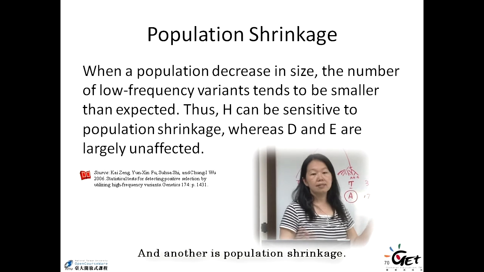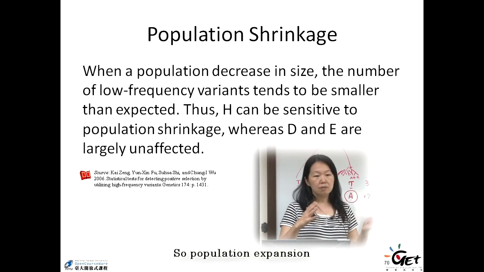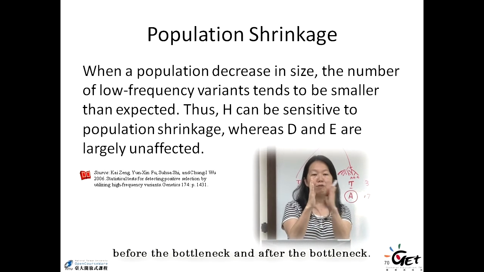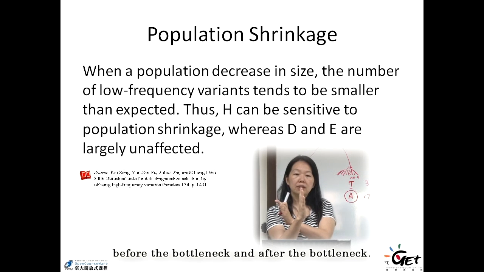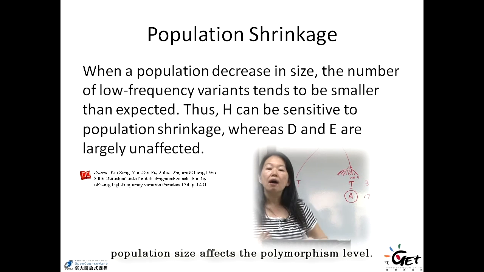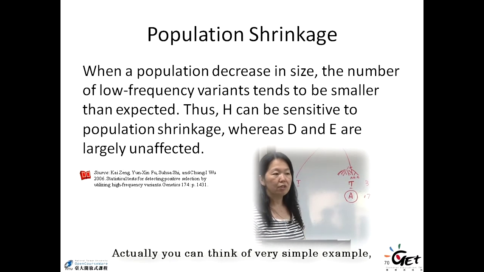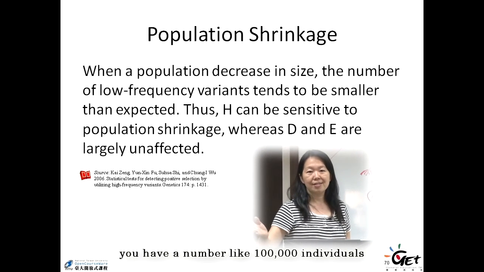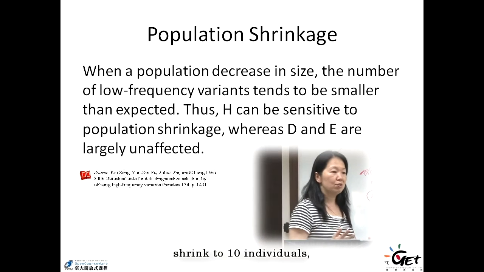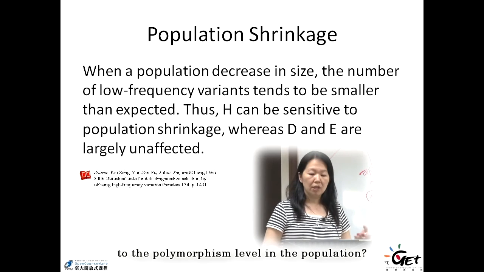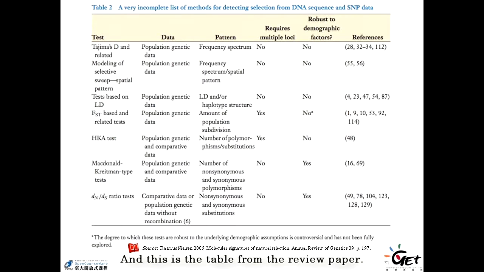Then another is population shrinkage. So population expansion and population shrinkage are the events before the bottleneck and after the bottleneck. And there's a lot of discussion on how population size affects the polymorphism level. Actually, you can think of a very simple example: you have 100,000 individuals shrink into 10 individuals, and what will happen to the polymorphism level in the population? And this is the table from the review paper.